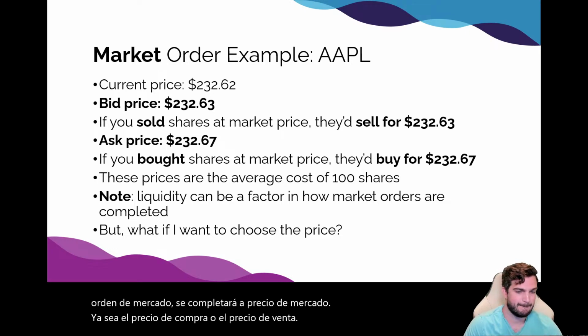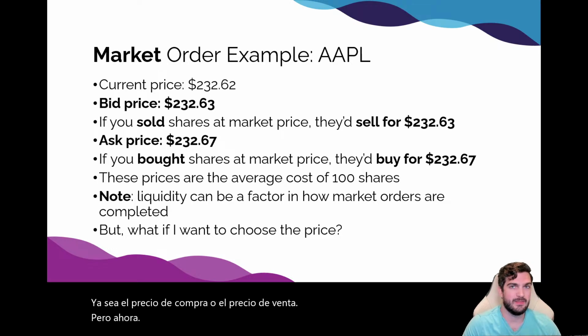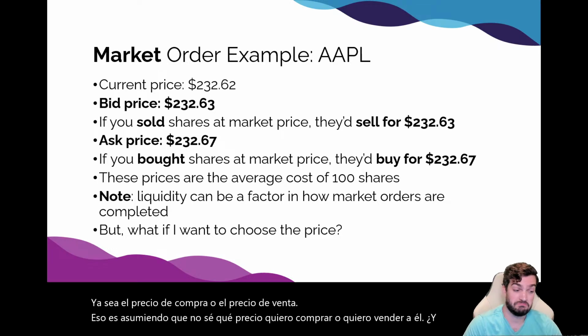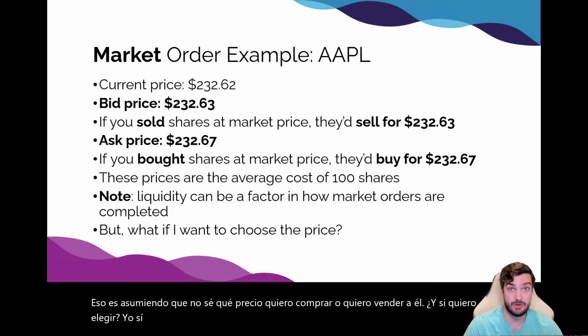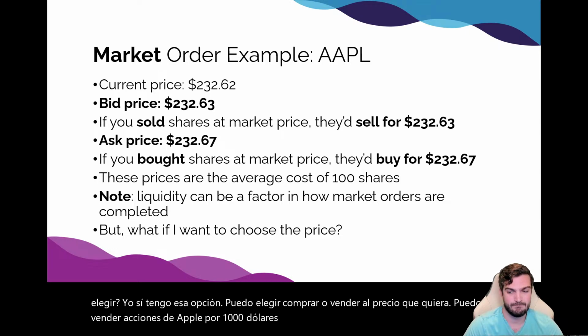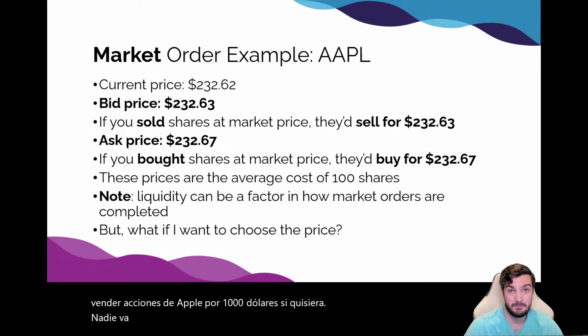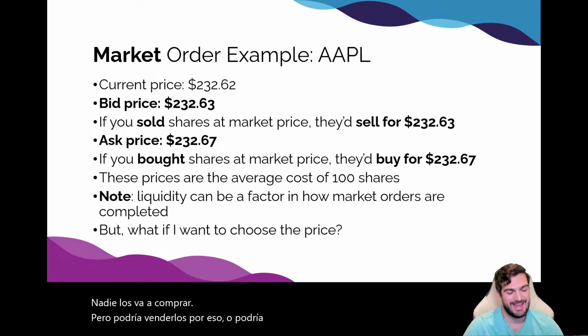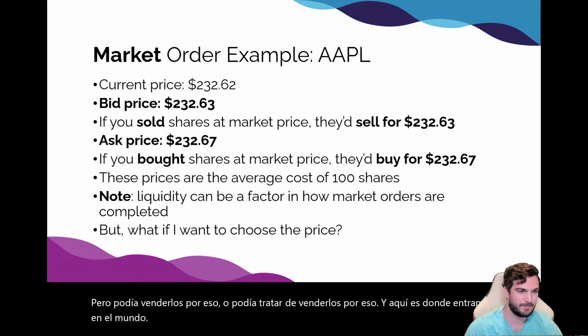But now, that is assuming that I don't know what price I want to buy or sell at. What if I want to choose? I do have that option. I can choose to buy or sell at whatever price I want. I could sell shares of Apple for $1,000 if I wanted to. No one's going to buy them, but I could try and sell them for that. And this is where we get into the world of stop and limit orders.